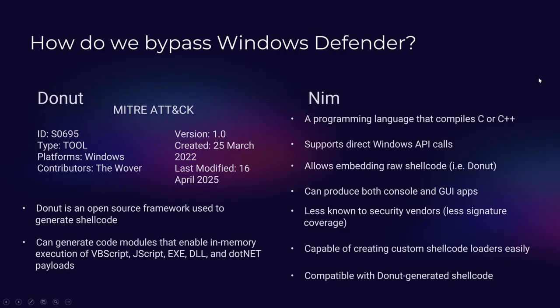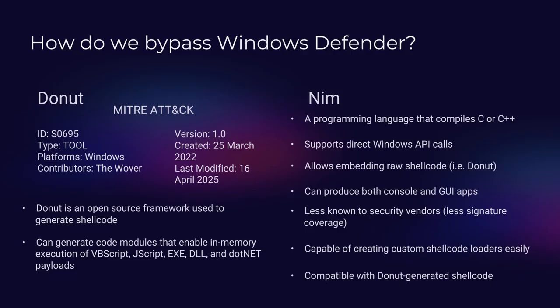So how do we bypass Windows Defender? Well, we're going to be using two additional tools, Donut and Nim. Donut can be found on the MITRE ATT&CK website where you can find additional information. Donut is a tool that can be used to generate shellcode. It converts executables like exe or DLL files to bin files. This allows the payload to be executed in memory without touching the disk, bypassing traditional antivirus and EDR detection. The shellcode can be injected into legitimate processes and fetched remotely.